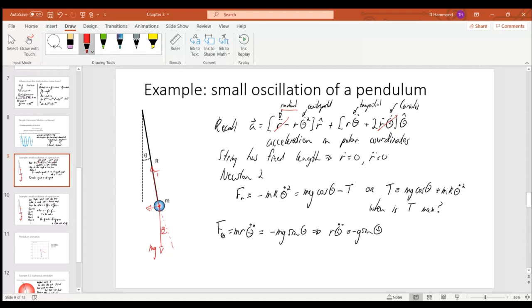Okay, so from Newton 2, we have the radial direction of the force, so these are orthogonal directions, right? r hat is orthogonal to theta hat, just like x is orthogonal to y.